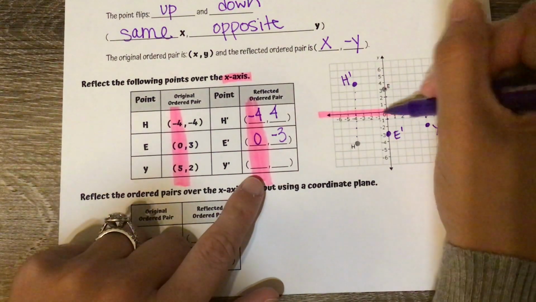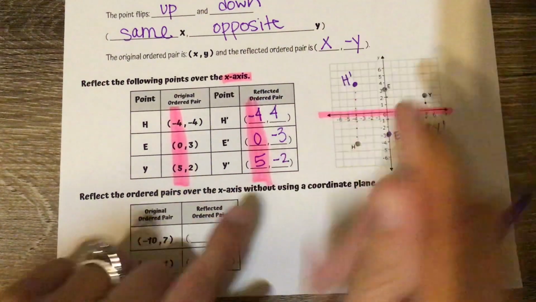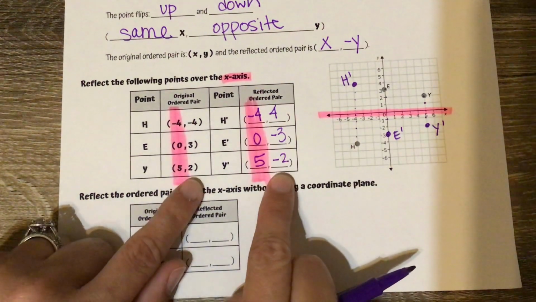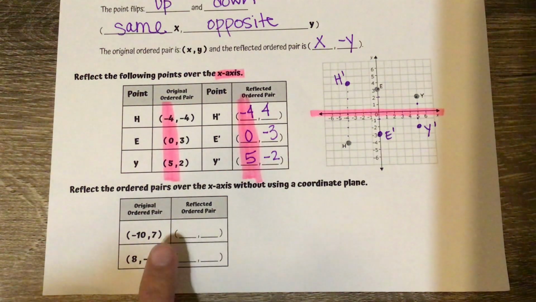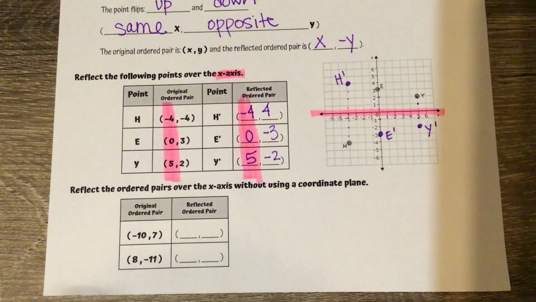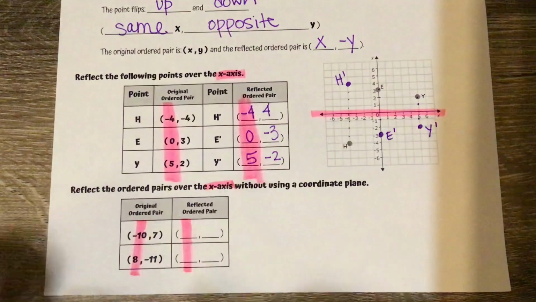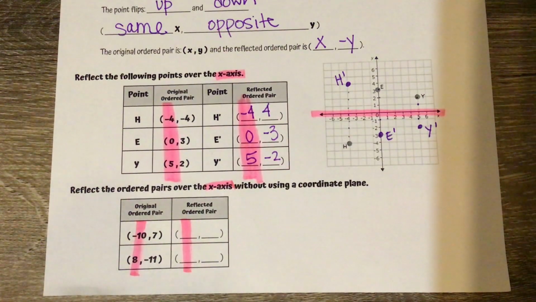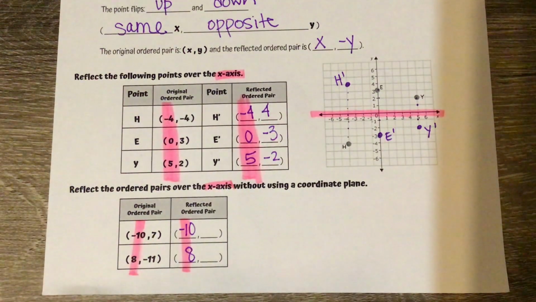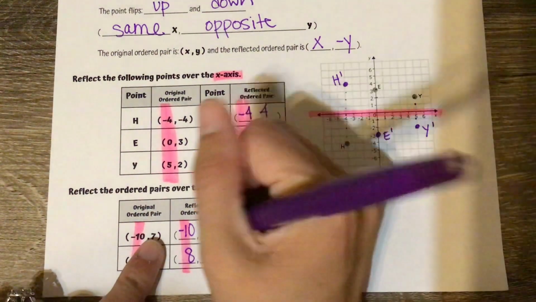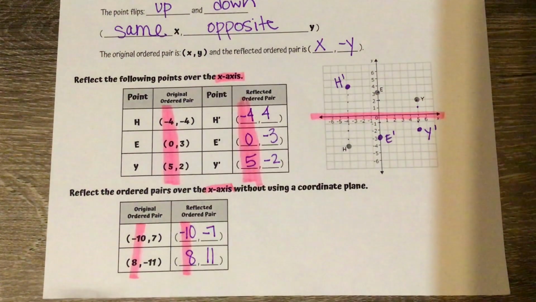That new ordered pair, it's 5 to the right, so that's +5, and it's 2 down, which is -2. X stayed the same, y became the opposite. So knowing that rule, we can actually reflect ordered pairs without even looking at a graph. So if I'm reflecting over the x-axis, I know my x value stays the same. So -10 will stay -10, 8 will stay 8, and our y values become the opposite. 7 becomes -7, -11 becomes +11.